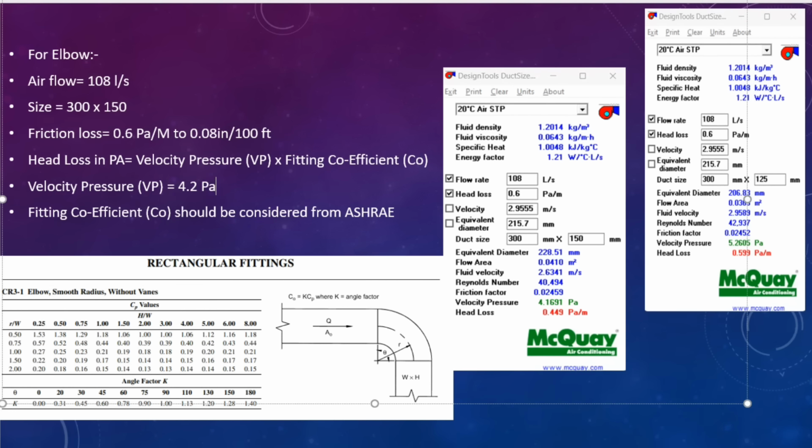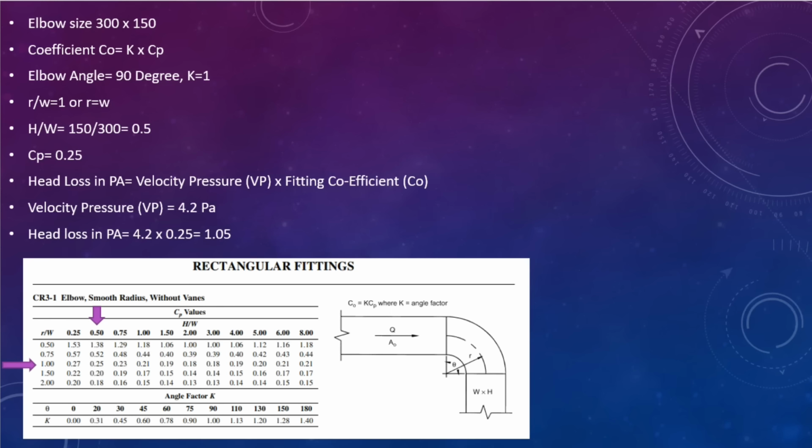Now we need to know the important thing, that is the fitting coefficient. If you want to know the fittings coefficient value, there are two important formulas we have. The first one here is C0 is equal to K into CP. K is the angle factor. If you see the angle factor, this is the 90-degree elbow we have in our project. There are different factors for the angles they have given, like 30 degree, 45 degree, 60 degree, like that. In our case we have 90 degree, so the K value will be 1. Now the other important thing, we have to find out the CP value. For the CP value, you see it's H by W.